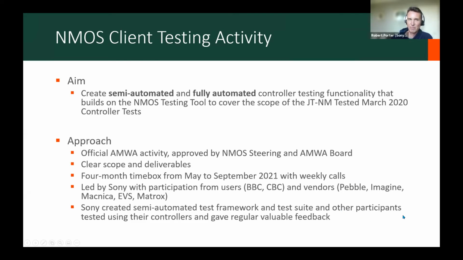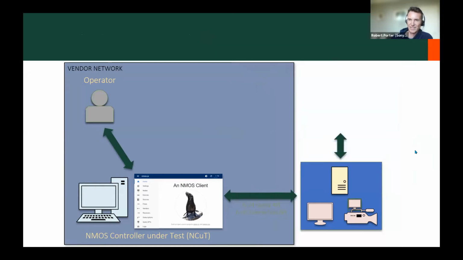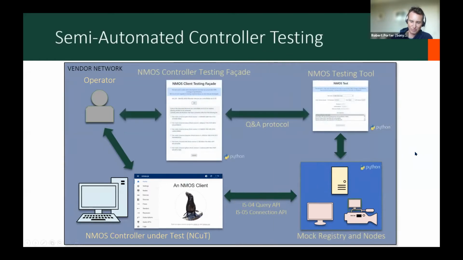So going back to our manual controller testing diagram, our aim was to remove the human test and verification team and replace them with the NMOS testing tool. So instead of the test team telling the vendor what to do, they receive instructions from the testing tool via an NMOS controller testing facade.